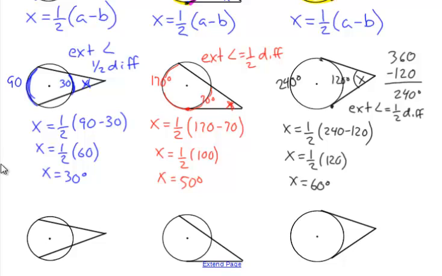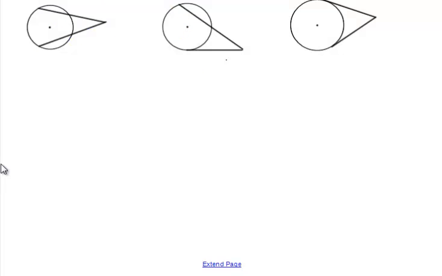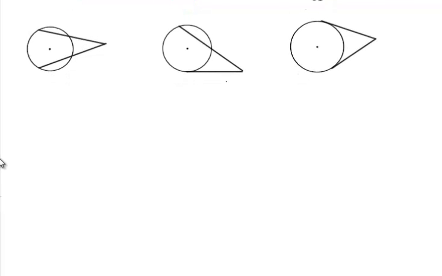All right, our final three here are going to be where I give you the angle, and we're going to need to find the arc. So in our first example, let's say that this is 20 degrees. Now I'm going to be looking for this arc. I'm going to call it A, and I know that the other arc that's out here is 80 degrees.